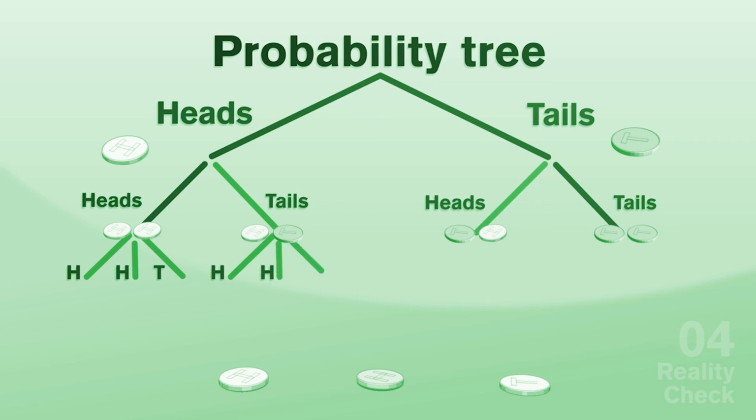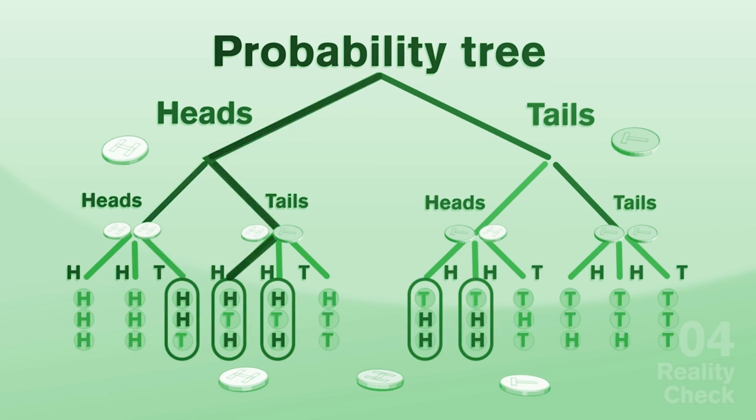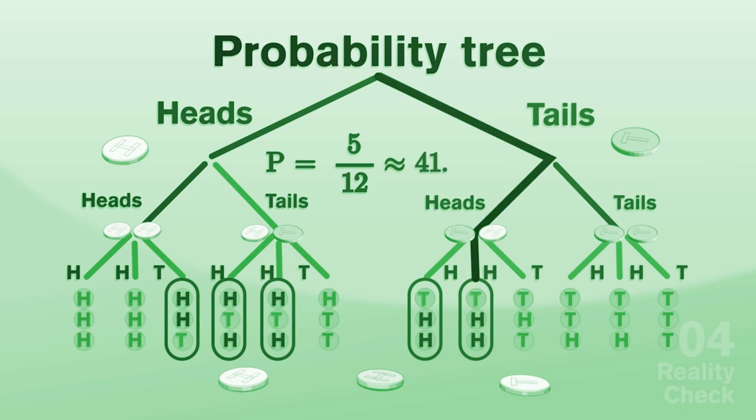We can accommodate this by giving each branch from before 3 new branches, 2 heads, 1 tail. Now each of these outcomes are equally likely, 2 heads outcome and 1 tails outcome. By counting up the total number of branches, we can see that there are now 12 equally likely outcomes, of which 5 have 2 heads. So our probability is now 5/12, or roughly 41.7%.